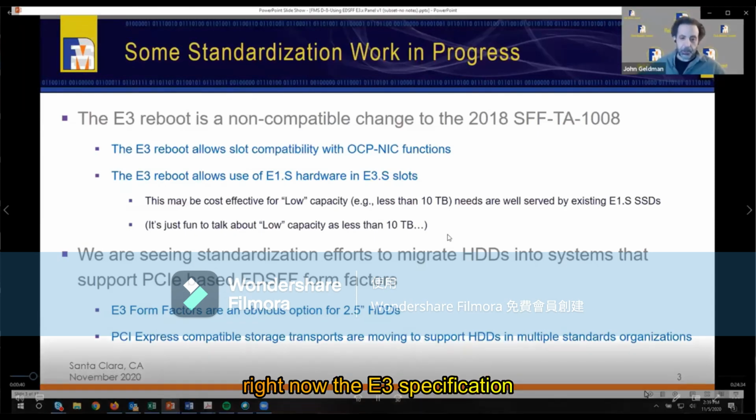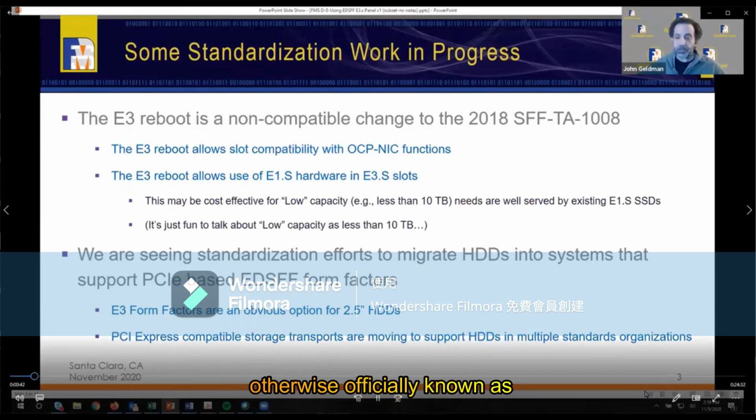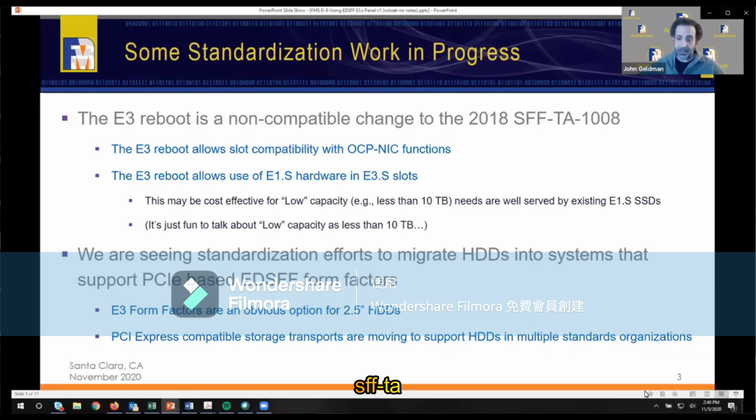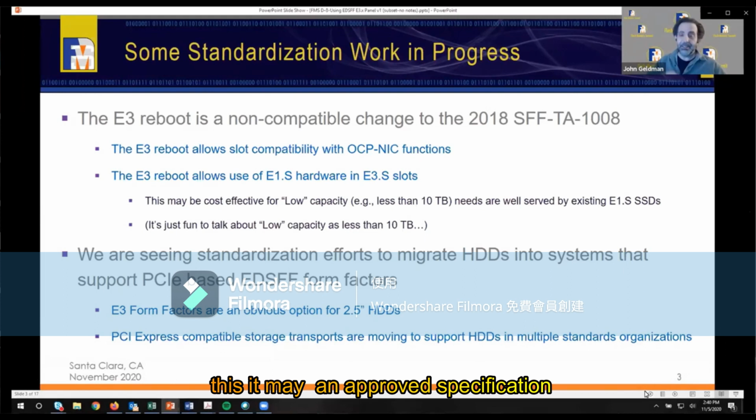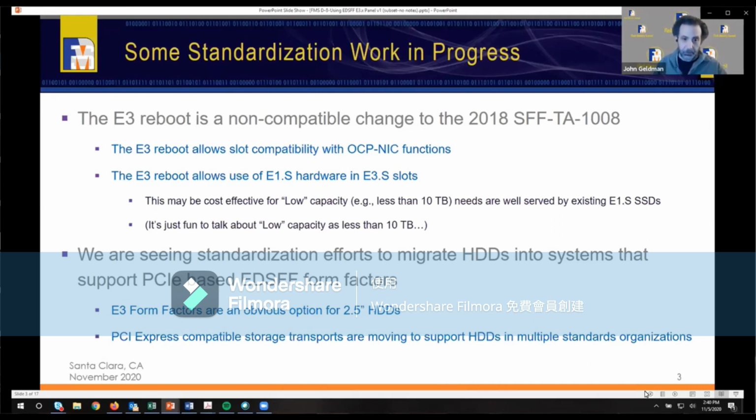Right now, the E3 specification, otherwise officially known as SFF-TA-1008, is in the middle of a reboot, or at least it is when I'm recording this. By the time you're seeing this, it may be an approved specification. One of the major capabilities that we're doing is to make it more compatible with the OCP NIC, so the slots can be used for both types of devices. Also, we're changing it so that you can design E1.S hardware that will fit into the E3 slot carriers.